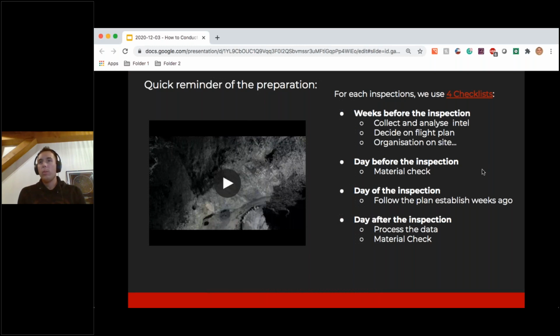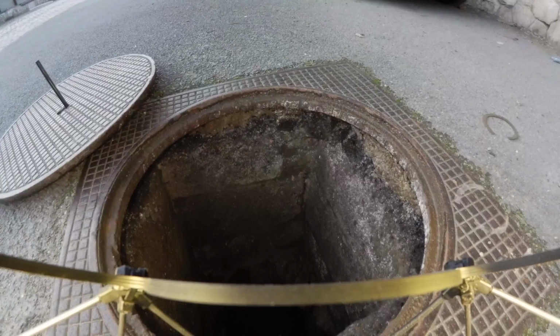You can go to the next slide, please. So last time we went over 4 checklists. Basically, the idea is to get prepared before you arrive on site, and when you are on site, you follow the exact plan that you defined sometimes weeks before. This way, you just have to readapt to small unforeseen things. What we will do now is check 1 or 2 videos that show examples of completely unforeseen things that happened and how we managed to react to those situations.